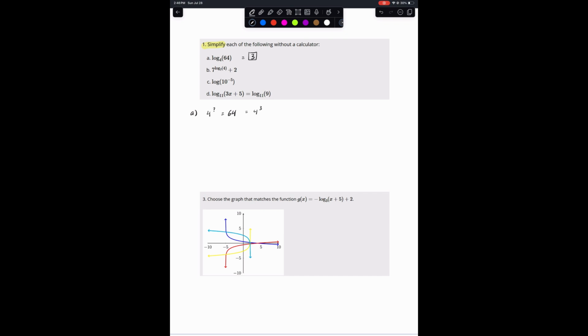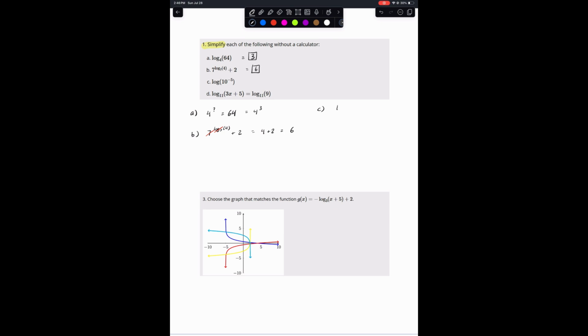For part B, 7 to the log base 7 of 4, plus 2. Same base in the log, so it cancels out, and you get 4 plus 2, and that just gives you 6.